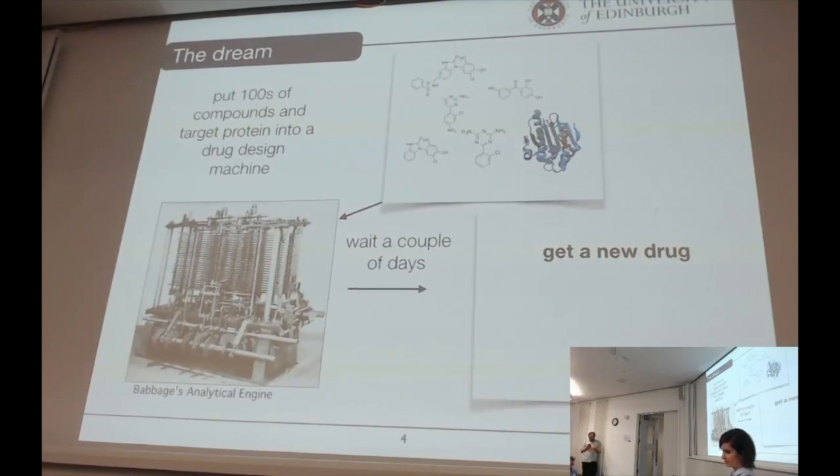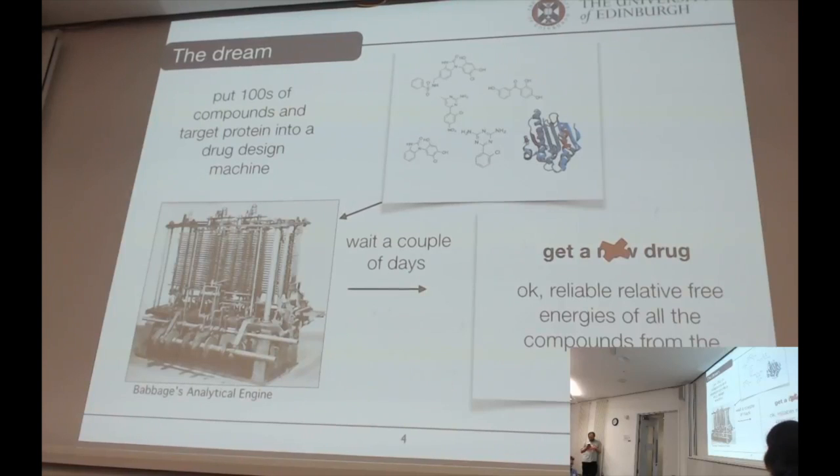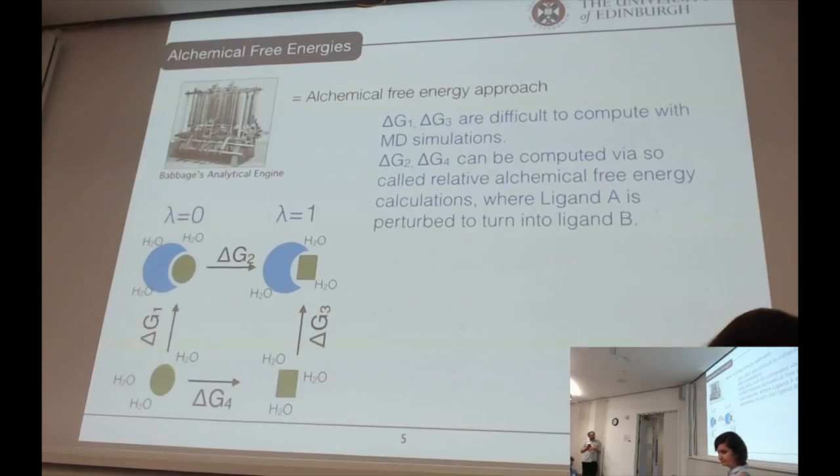Alright, so introductory slide. I guess the dream is we want to have a machine where we put a bunch of compounds and a protein in, and we get a new drug out. Obviously, that's a bit ambitious. Okay, how about reliable free energy calculations so we can rank the compounds and tell a synthetic chemist, go and create them in the lab. So the obligatory thermodynamic cycle slide here.